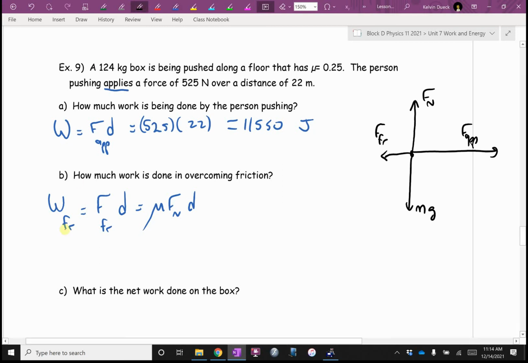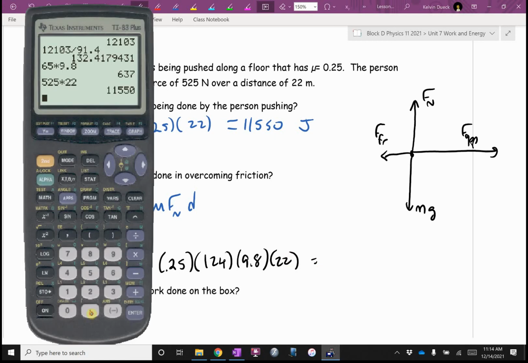So I think in this case, I can say the work done by friction is going to be mu mg times d. It's going to be 0.25 times 124 times 9.8, there's mg, times 22. You all get 6,683.6? Yeah?